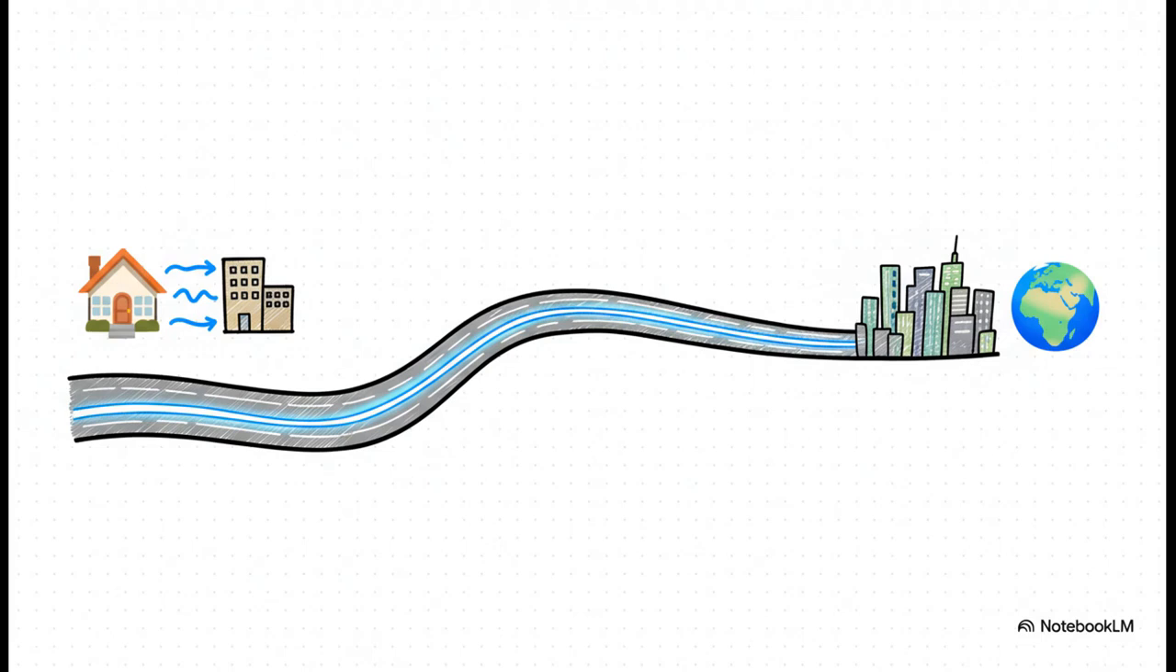Now, of course, networks come in different sizes. Think of a LAN, a local area network, as your own neighborhood. It's small, just your home or your office. And because everything's so close, it's really fast. But a WAN, a wide area network, that's like the entire highway system connecting all those neighborhoods together across the country. It covers huge areas. The internet itself is the ultimate WAN.